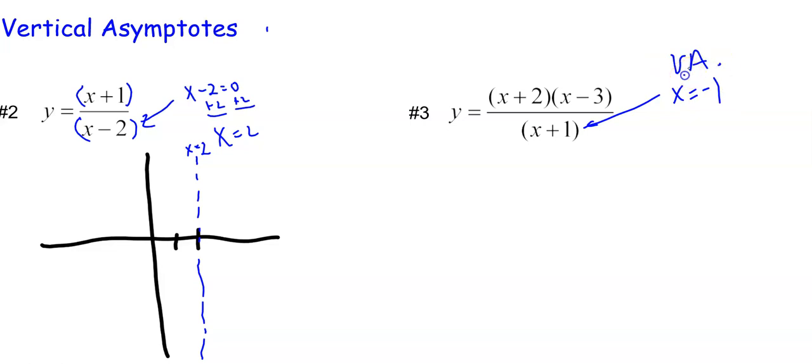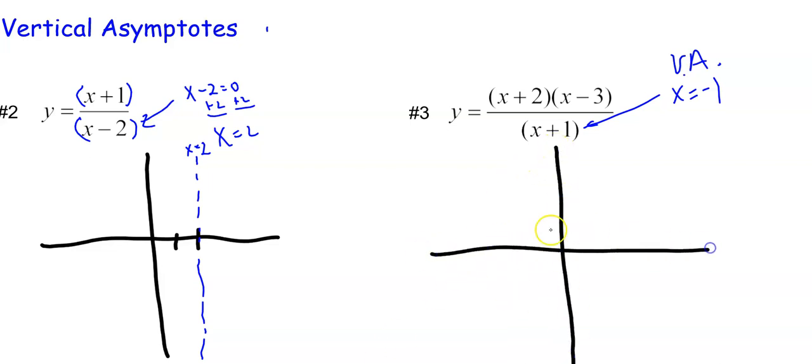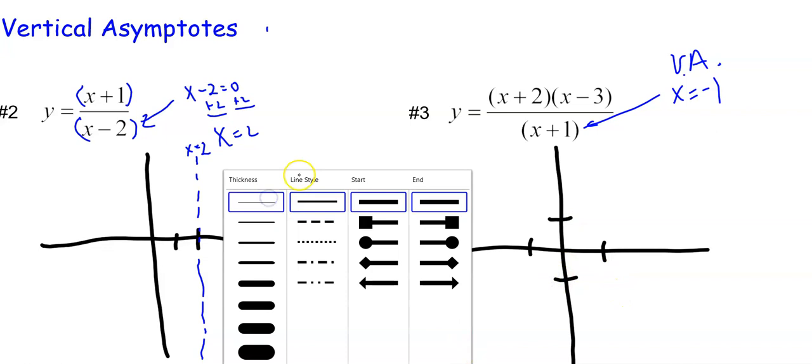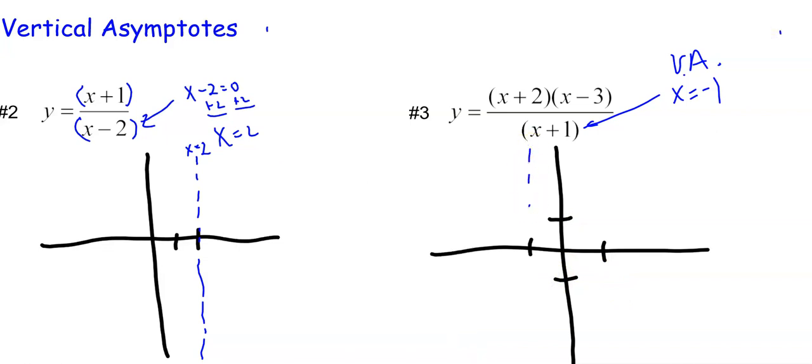So sometimes I use abbreviations. VA means vertical asymptote at x equals -1. Always, always, always use the equation of that. And so right away, the first thing you do in this graph is you go, okay, I'm going to graph the vertical asymptote at x equals -1. Just label that equation x equals -1. And then we go about graphing. So that's how you do vertical asymptotes.